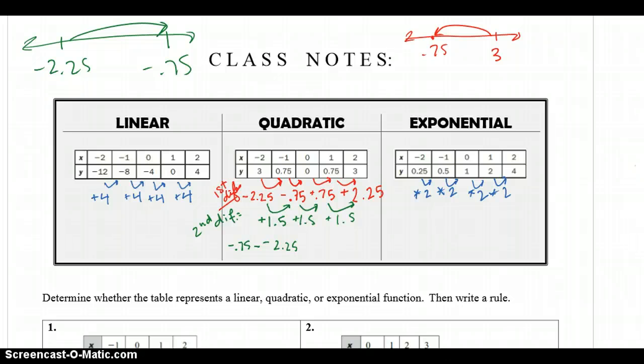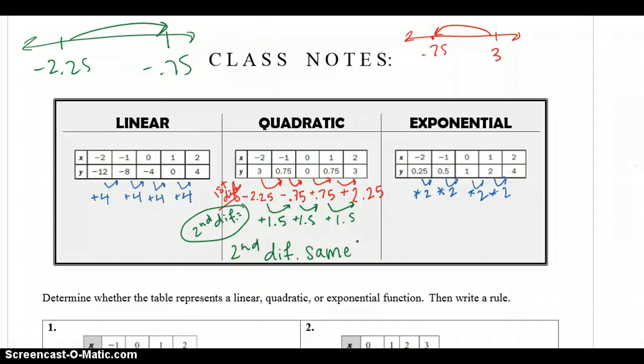So if we have a quadratic function, the second difference is going to be the same each time. We're going to be adding or subtracting something each time. So how do you think that relates to a quadratic function? What in the equation of a quadratic function tells you that it's quadratic? The square, right? That degree of 2.